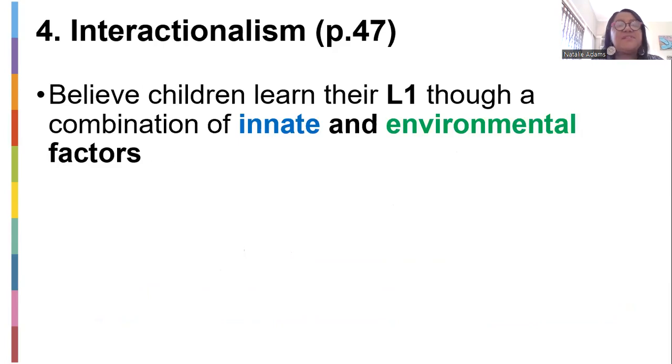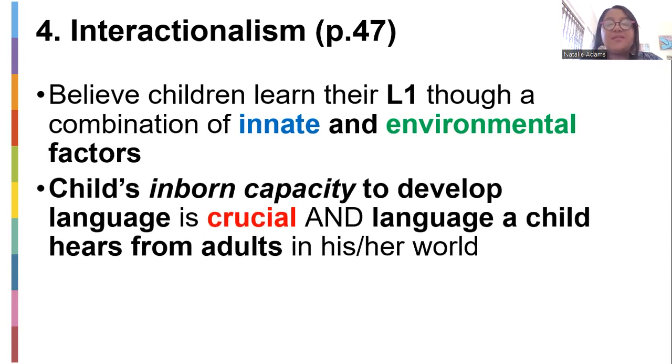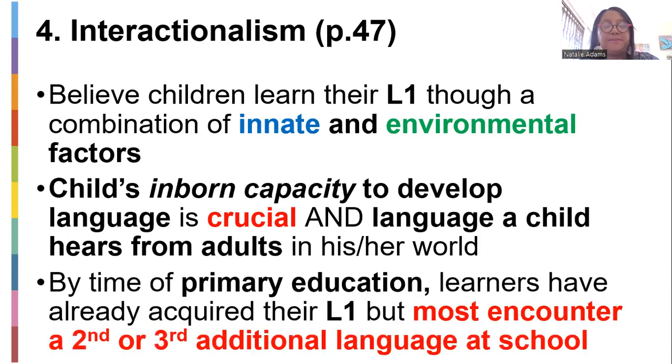So the fourth theory would be interactionalism. This believes children learn their first language through a combination of innate and environmental factors. So they're also saying, yes, there's an innate factor. They believe in what Chomsky is saying, but they're also saying that there are environmental factors as well. So a child's inborn capacity to develop language is crucial, and so is the language a child hears from adults in her world, okay? So yes, there's an innate ability to hear language, but let's go further.